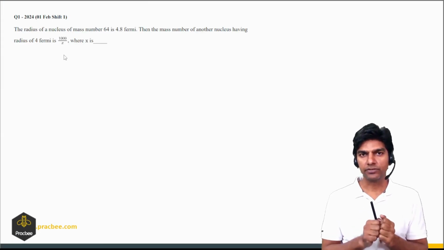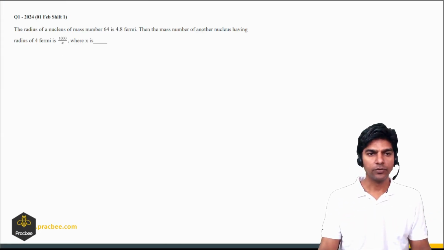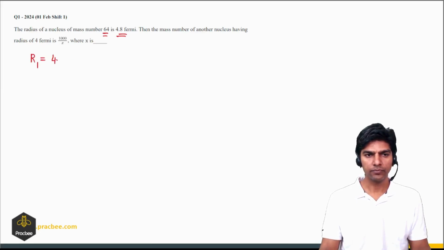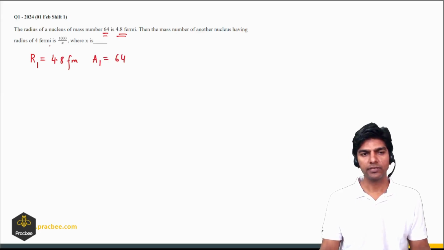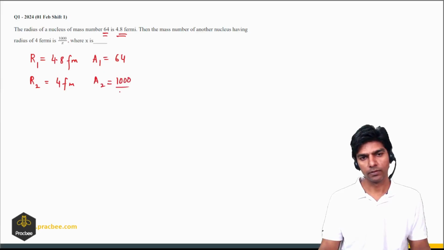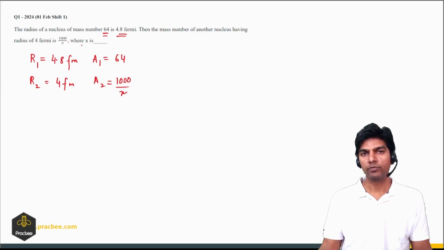Now let us see an illustration based on the same concept. Here we are given that the radius of a nucleus of mass number 64 is 4.8 Fermi. So we can say R1 is 4.8 Fermi and A1 is 64. Then the mass number of another nucleus having radius of 4 Fermi, so R2 is 4 Fermi, and the mass number is 1000 by x, and we have to find the value of x.